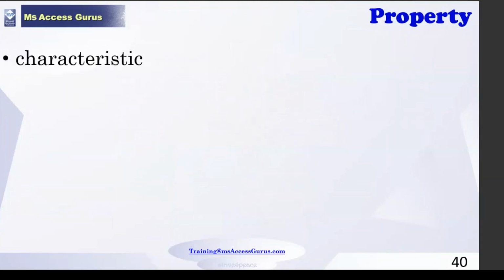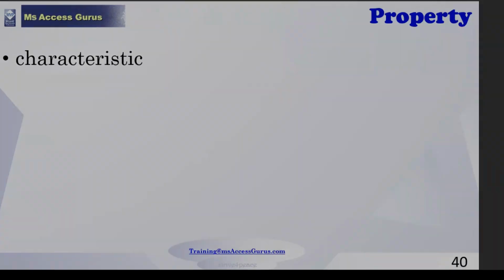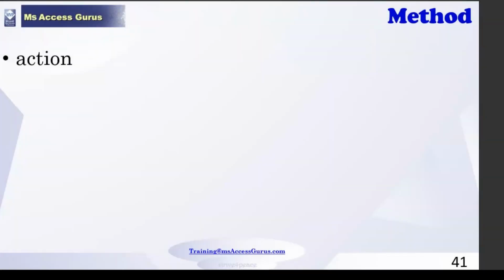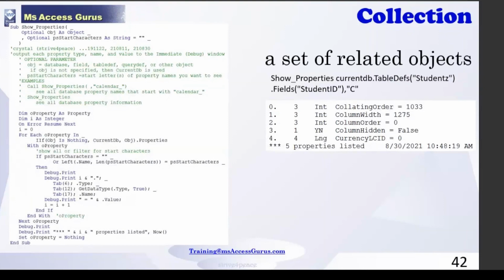A property is just a characteristic of something. So a characteristic of a form is its name, or a characteristic of a field is its name, or its data type. It's just a set value. Now, a method is an action. So if you have a form, forms can do things. They can open, they can load, they can close. So those are actions. A collection is a set of related objects.